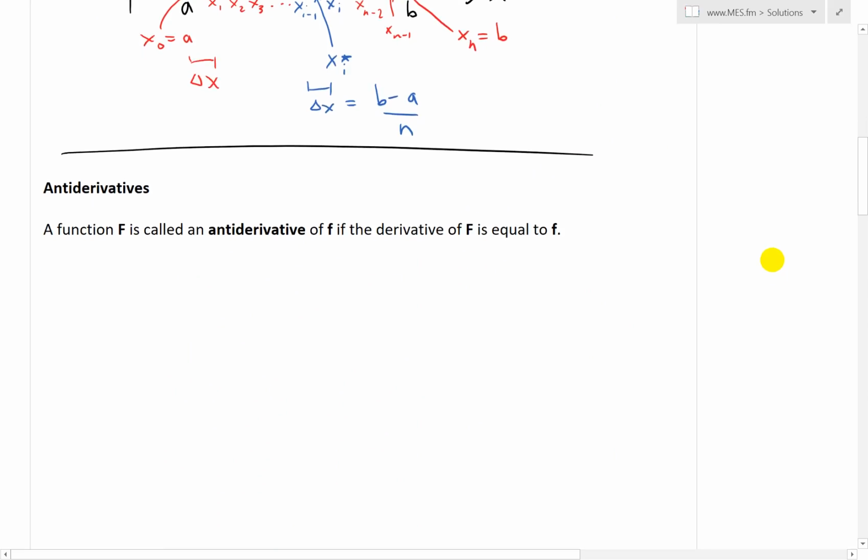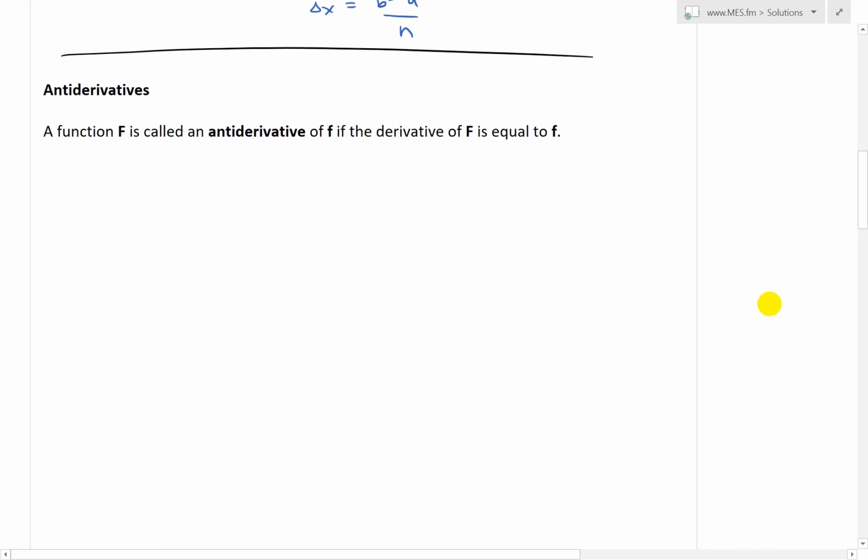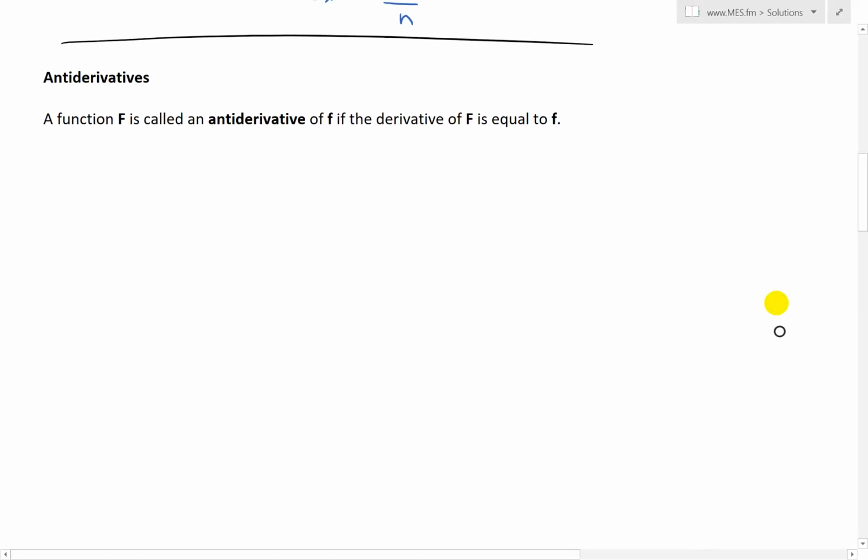Now let's look at antiderivatives again. So basically a recap on that. A function capital F is called an antiderivative of small case f right here if the derivative of the capital letter F is equal to f. In other words, you could write it as F prime of x is equal to small case f of x, like that.